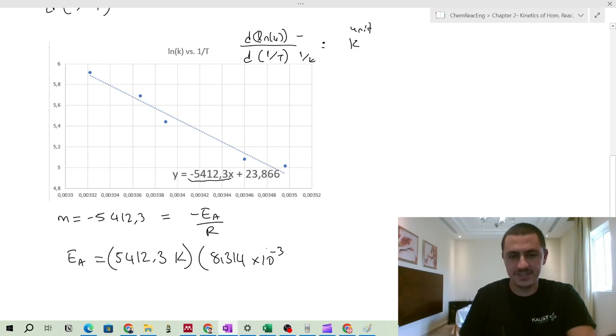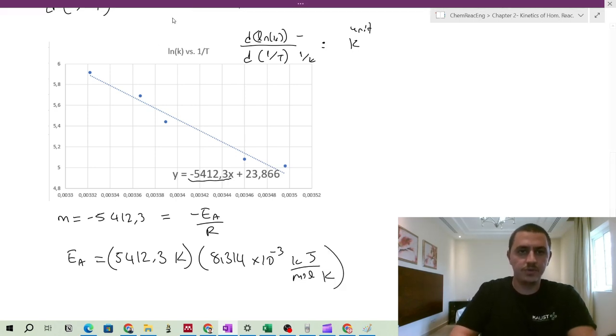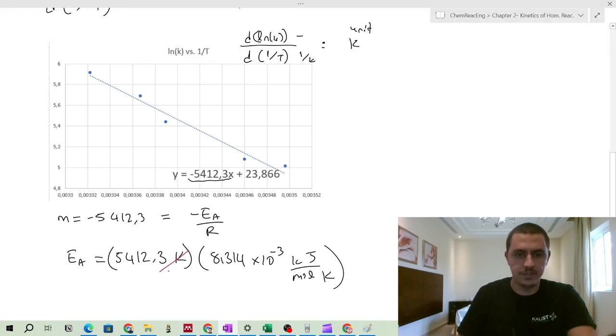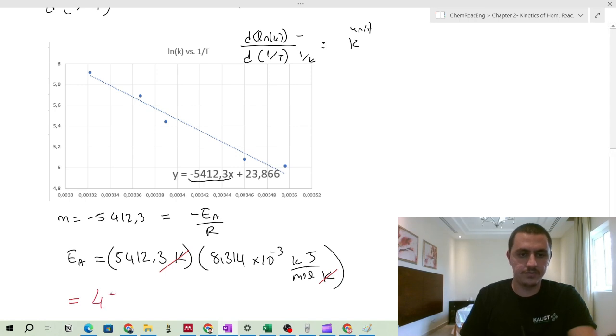And you have R, you can use the ideal gas constant. You must use it as the ideal gas constant in kilojoule per mole Kelvin. I mean, you can use different values. You can use this as joule per mole Kelvin, or multiply it and convert it to kilojoule per mole Kelvin. Then Kelvins will cancel each other, and you will end up with the unit that you want, which is kilojoule per mole. And this is the unit of activation energy. So it's approximately 45 kilojoule per mole.